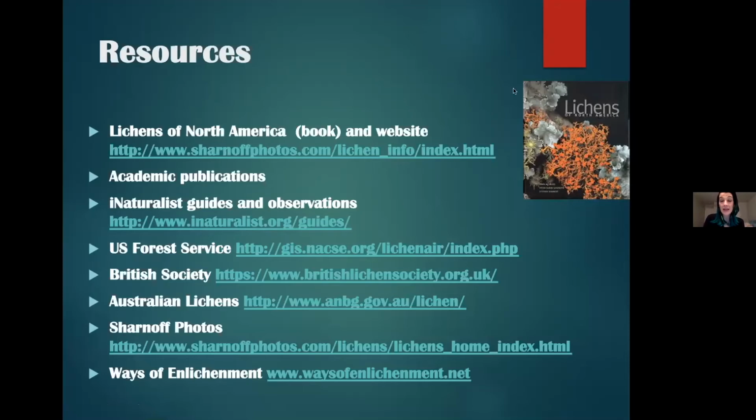With that, I would like to leave some resources if you're really interested in lichens. I would say that here in North America, the major book is still Lichens of North America from Brodo, 2001. There is an updated version with keys. There are several academic publications. You can get engaged in iNaturalist. Beyond the observations, there are also several guides for certain areas. The U.S. Forest Service has great resources, especially about lichens and how they're utilized as biomonitors of air quality and so forth.